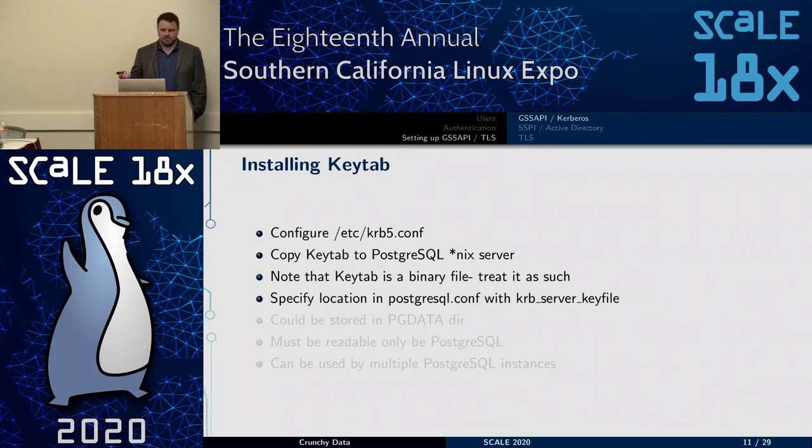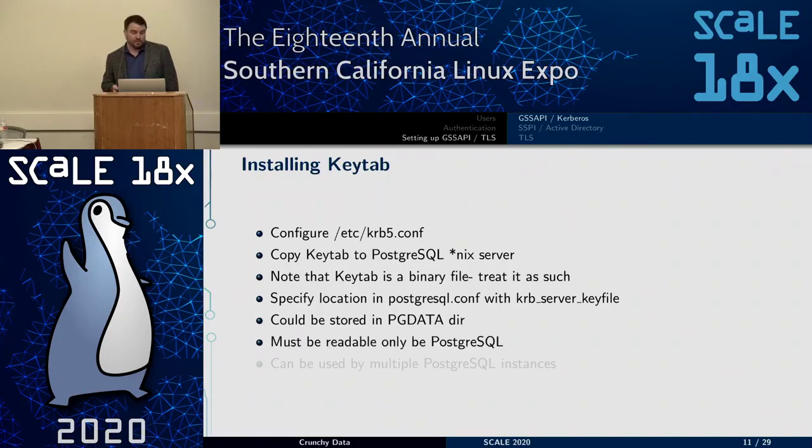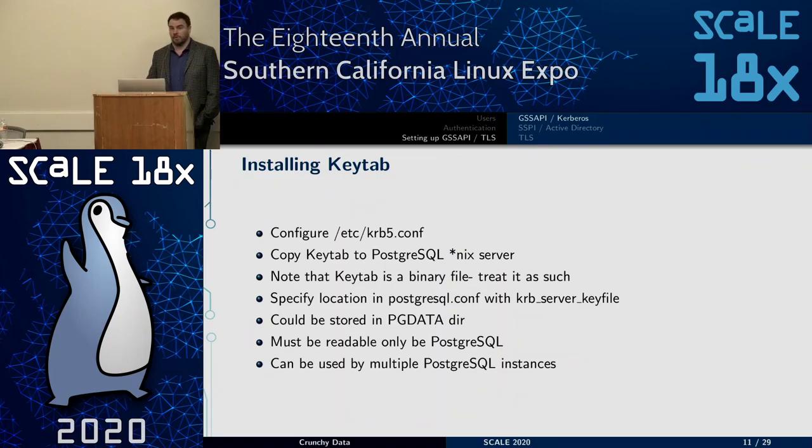And then all you have to do is inside of postgresql.conf tell it where the keytab file is using this krb_server_keyfile. You could store it in the data directory. You could store it in /etc/postgresql. Just make sure it's only readable by Postgres. You can have it be used by multiple Postgres instances on the same server if you want. You can also not have it be used by multiple Postgres instances if you want.